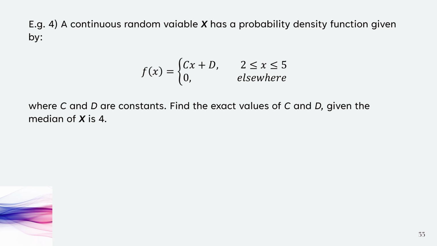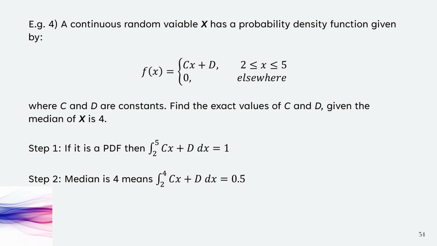So here's our fourth example. A continuous random variable has a probability density function given by that, where C and D are constants, and we're going to find the exact values given that the median is 4. So the first thing is it's told it's a probability density function. So therefore the integral between 2 and 5 is going to equal 1 because it satisfies a PDF.